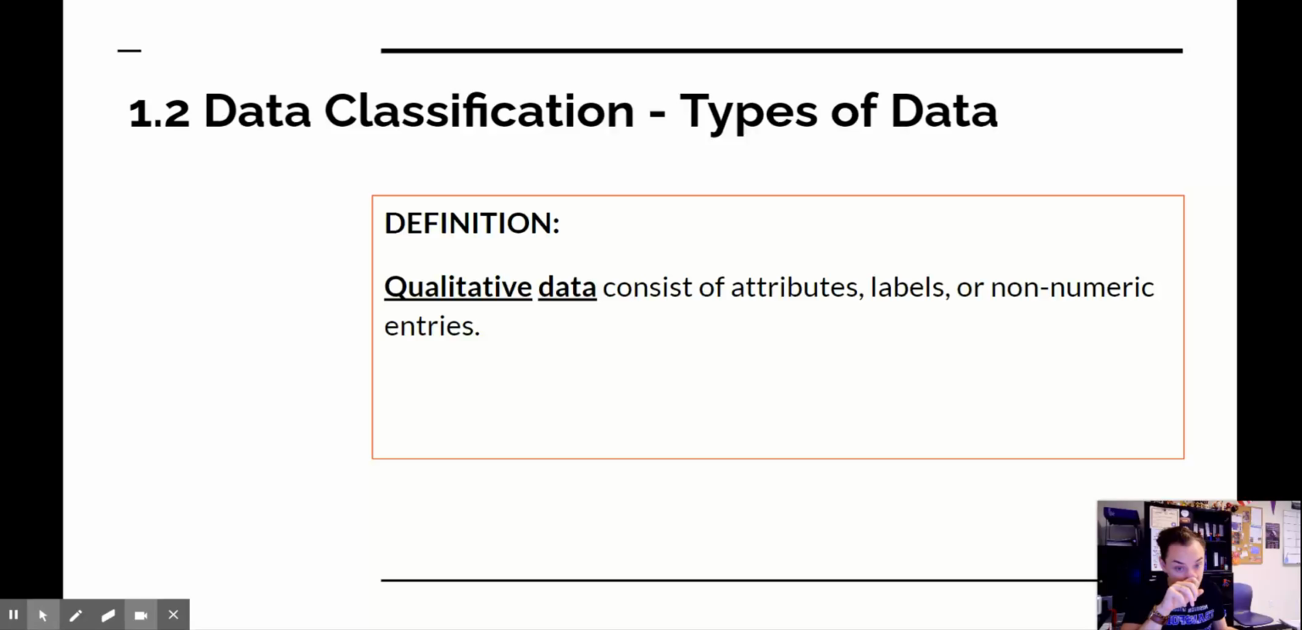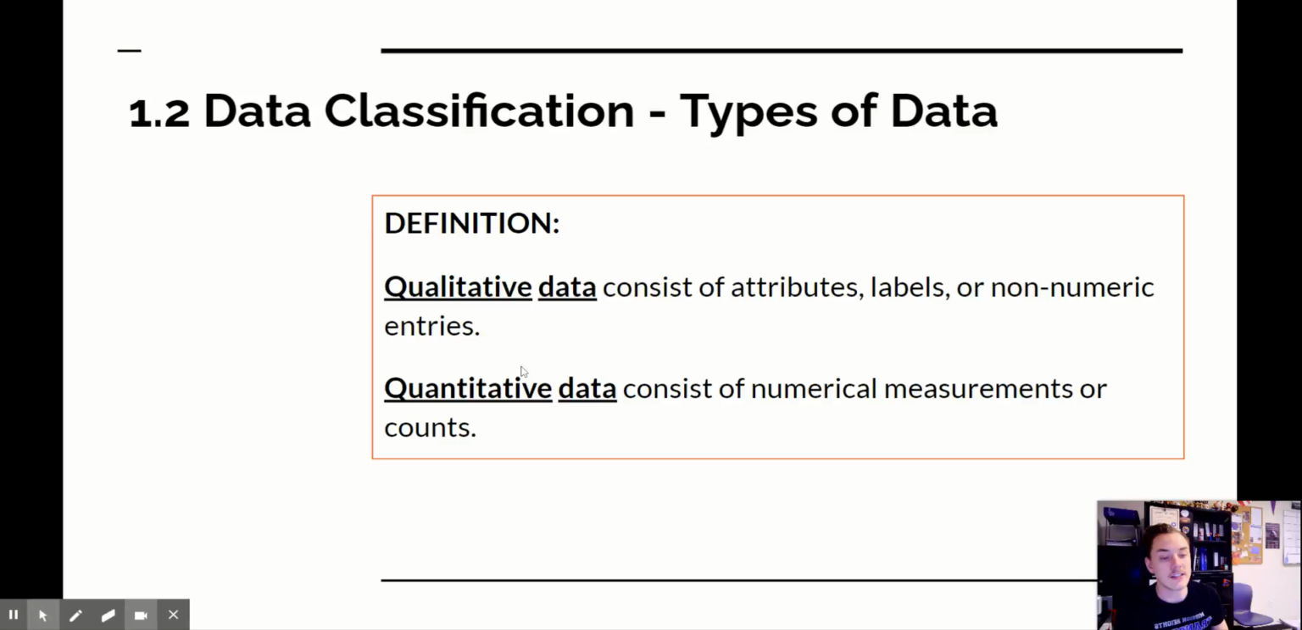What is the difference? Well, qualitative data consists of attributes, labels, and non-numerical entries. So unicorns, leprechauns, werewolves, those are all qualitative data because I'm actually saying a word. But quantitative data, in contrast, is numerical measurements and counts.